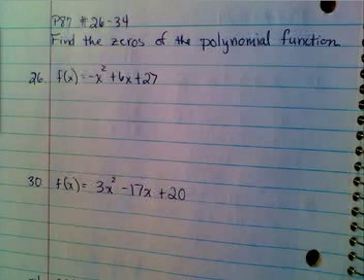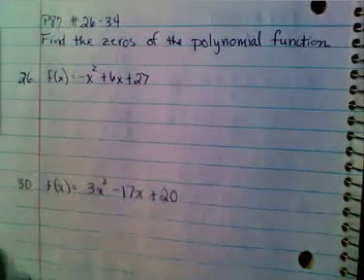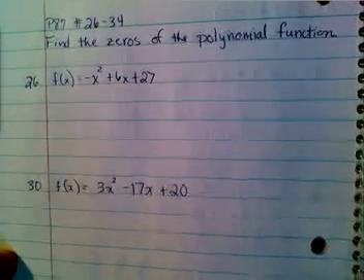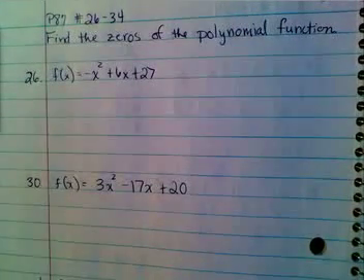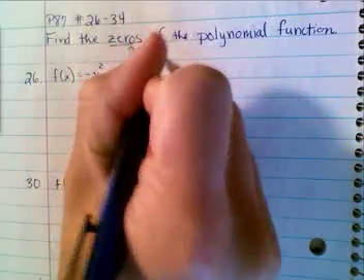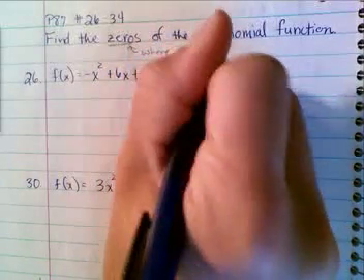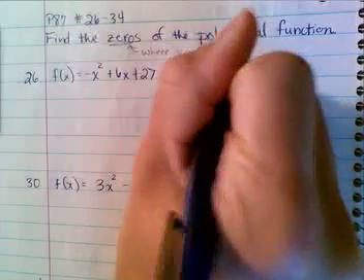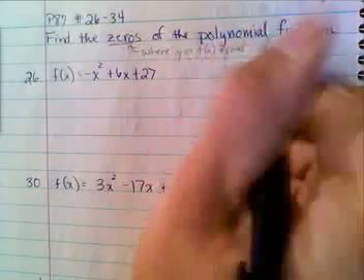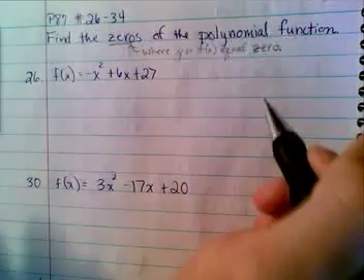Okay, today we are working in the Math 1 book, page 87, numbers 26 through 34. It says find the zeros of the polynomial function. When it says to find a zero, what it's saying is a zero is where y equals 0. So I'm going to write that, where y or f of x equals 0. Okay, it's where it crosses the x-axis.